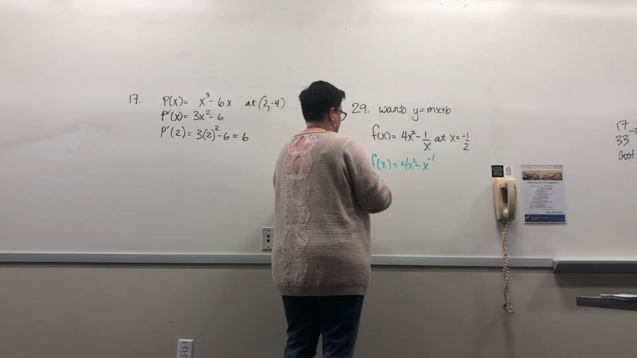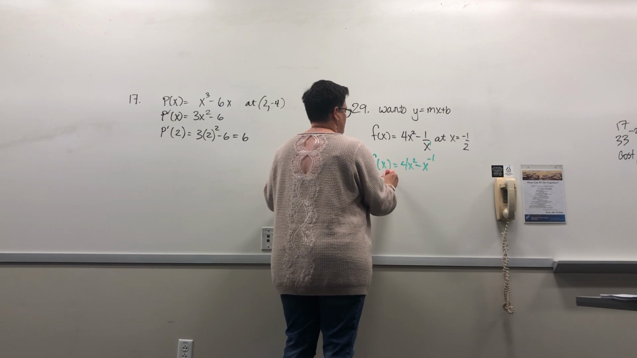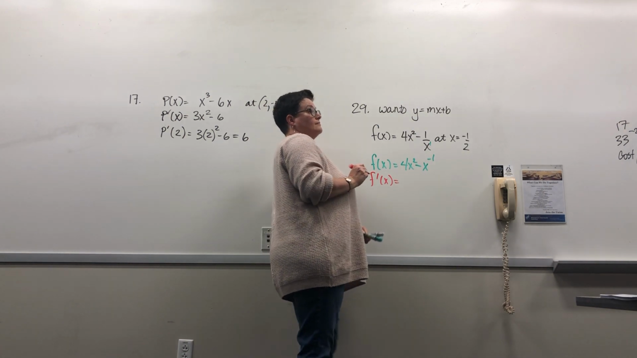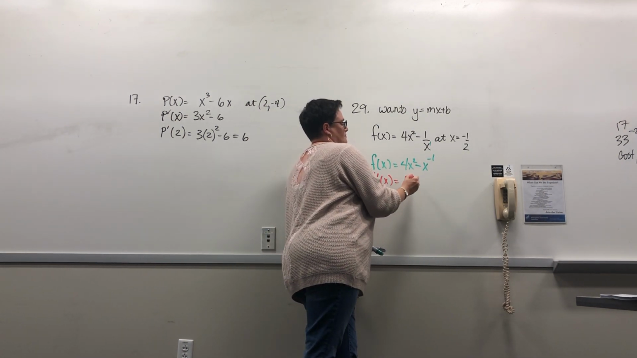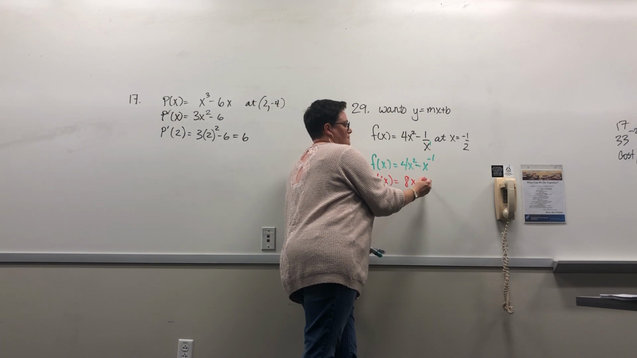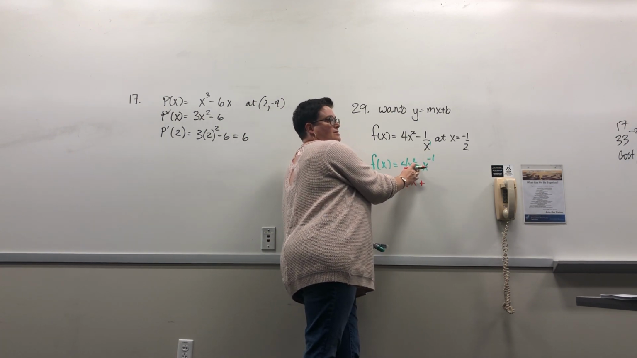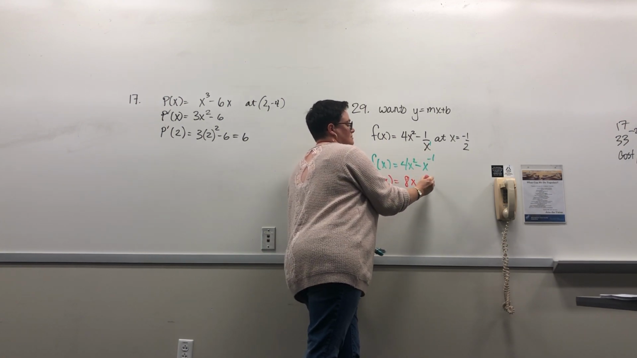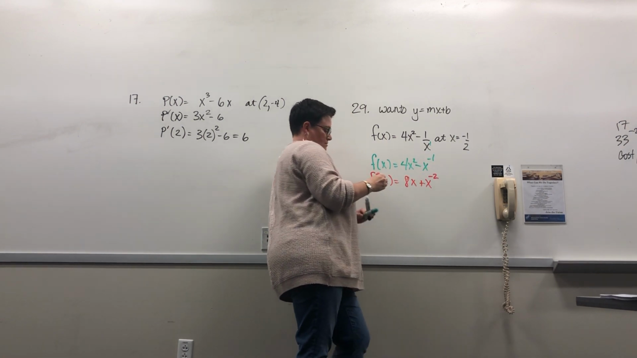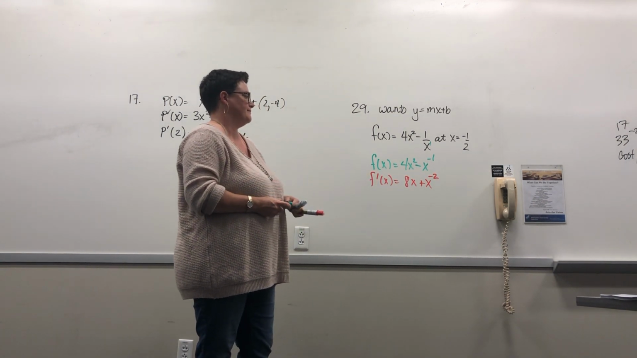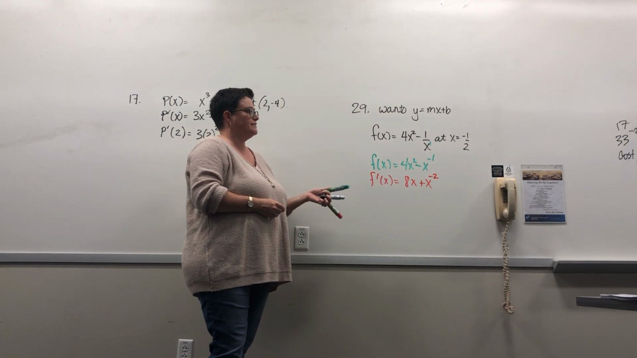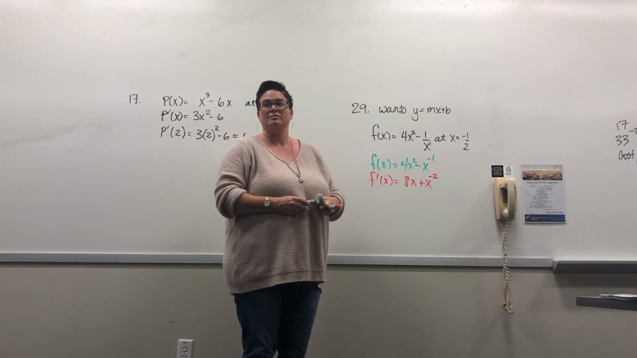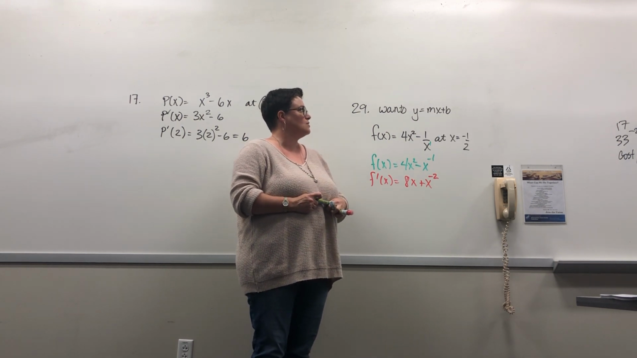Great, what's the derivative? Negative 1 times negative 1 is 1. X to the negative 1 minus 1 is negative 2. Okay. So now I have the derivative. If I plug negative 1/2 into this, I will get out the slope. Where do I plug negative 1/2 to get the corresponding y value?